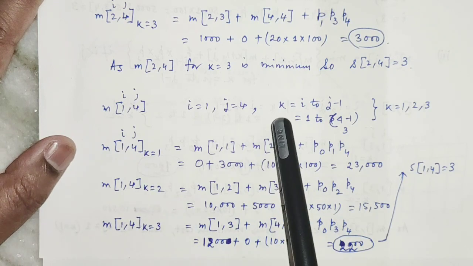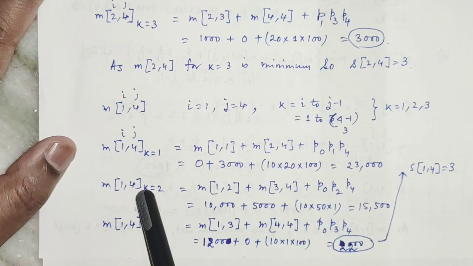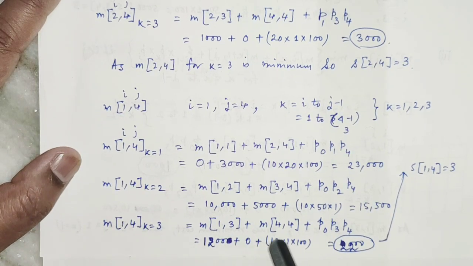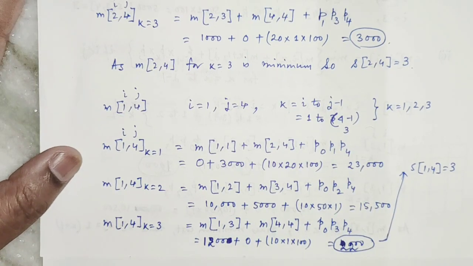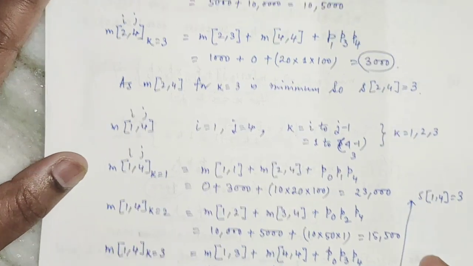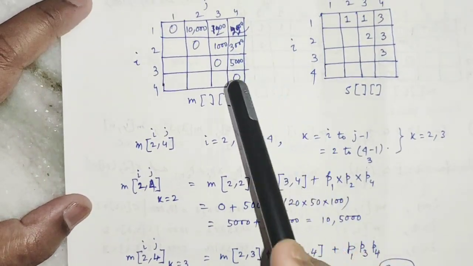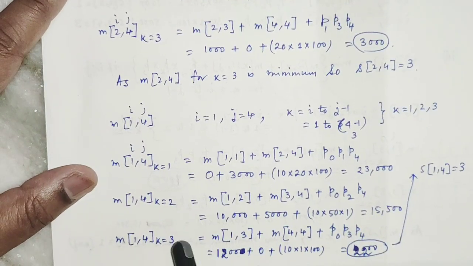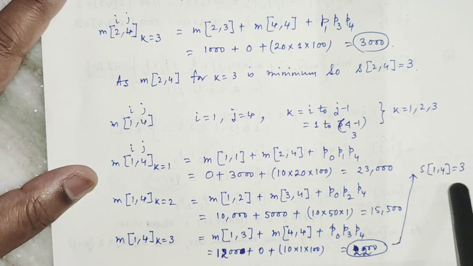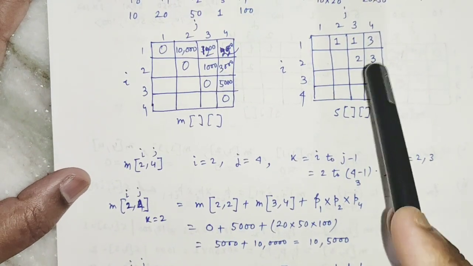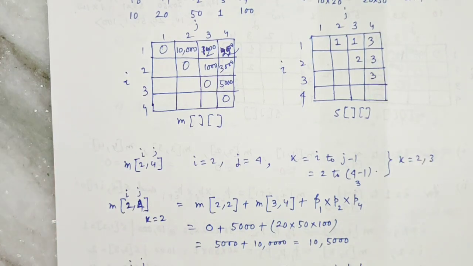Then the second k value needs to be applied. For k equals 2 you get 15,500. For k equals 3 you get the minimum one, 2200. So definitely m of 1 4 will receive 2200 as a value, obtained for k equals 3. So s of 1 4 will receive that k value, which is 3. So s of 1 4 receives k equals 3.